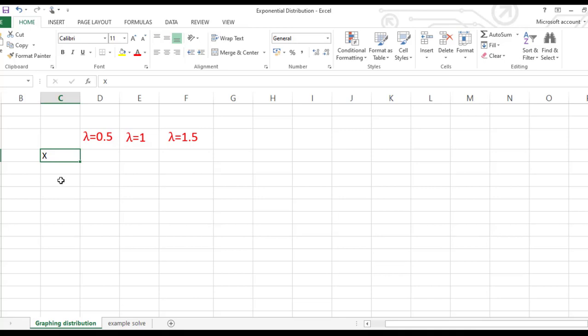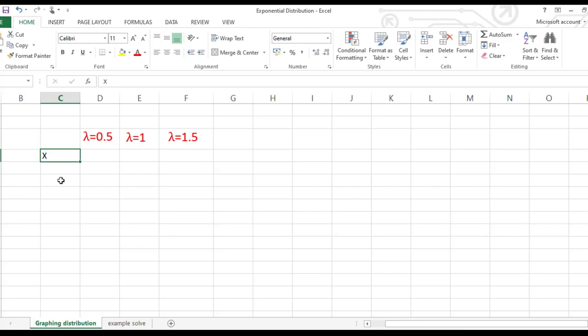Hello students, welcome to the Excel class on exponential distribution. So now we are going to graph the exponential distribution and we would also be solving the example and validate our result, that whether we have got the same result as what we have achieved theoretically.